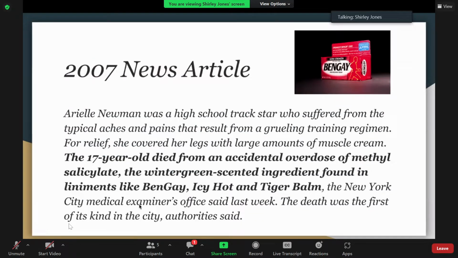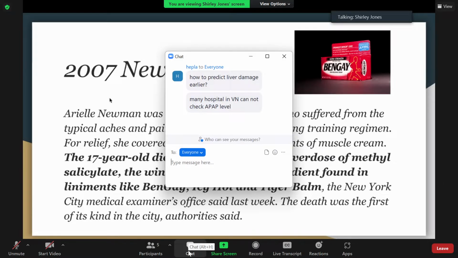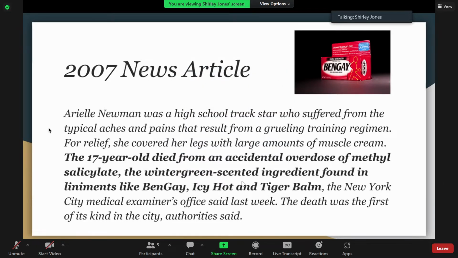I thought this was very interesting. So in 2007, this was a USA News article. Ariel Newman, high school track star, suffered from typical aches and pains that result from a grueling training regimen. For relief, she covered her legs with large amounts of muscle cream. The 17-year-old died from an accidental overdose of methyl salicylate, the wintergreen scented ingredient found in liniments like Bengay, Icy Hot, and Tiger Balm, like this Bengay. So very relevant.